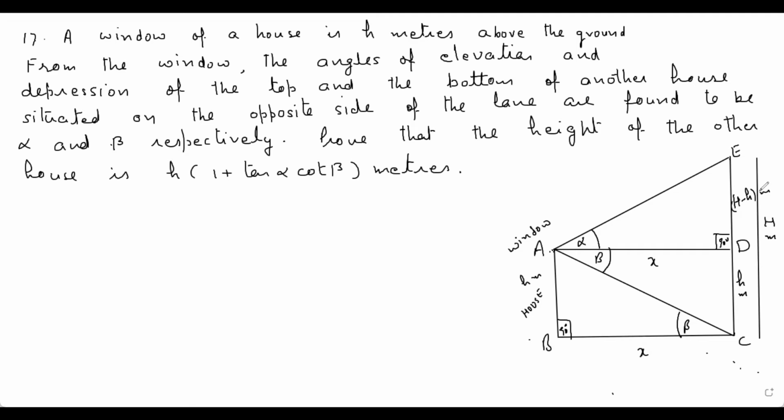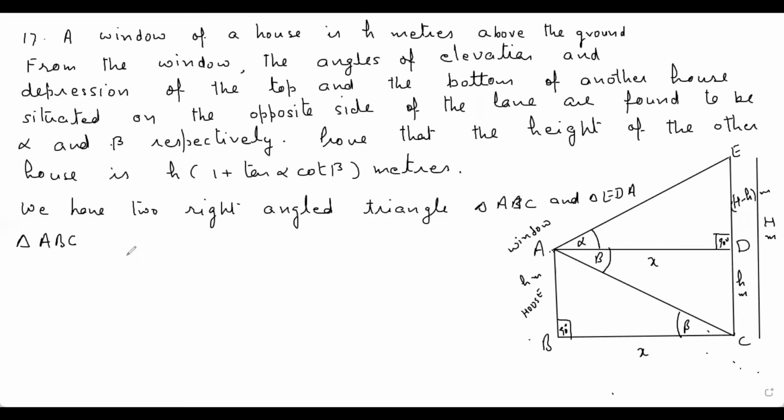So we have two right angle triangles. One is EDA, the other one is ABC. So I'm going to discuss these two right angle triangles. First, I'm going to discuss triangle ABC. In triangle ABC, perpendicular upon base is equal to tan beta. Perpendicular here is AB and base here is BC. So perpendicular AB is h upon x, which is equal to tan beta.